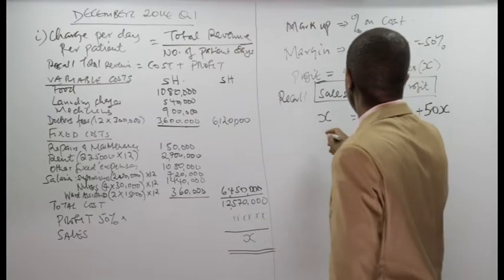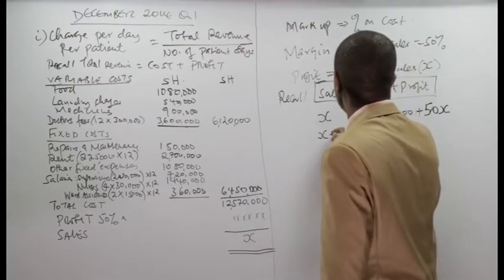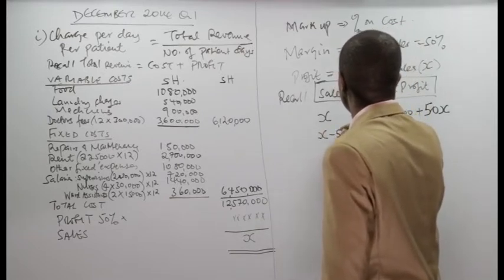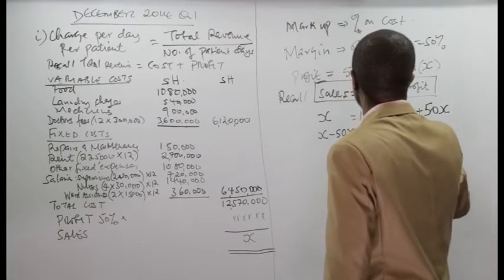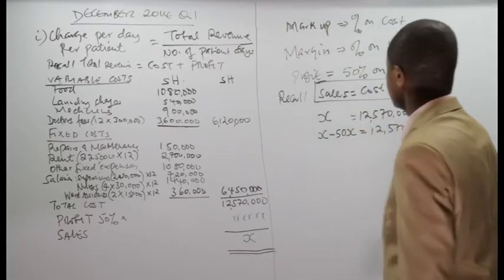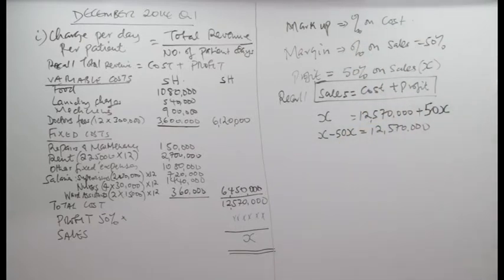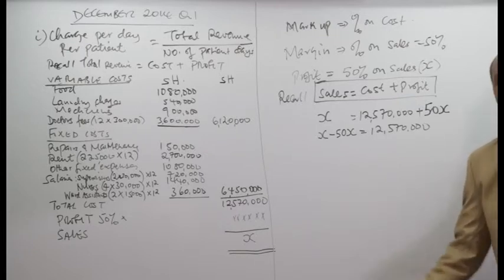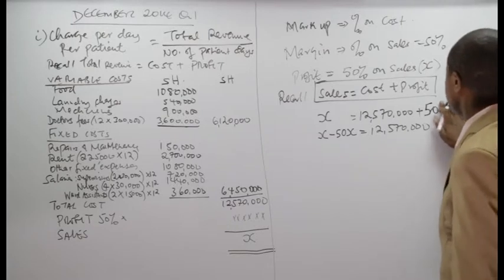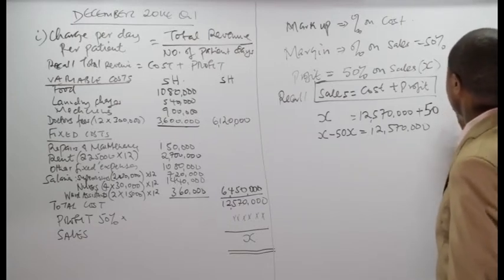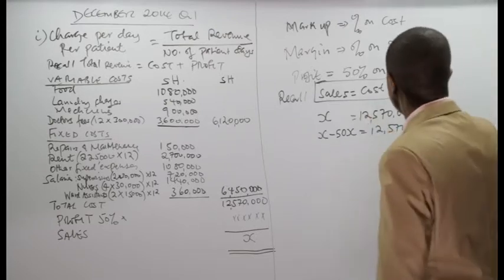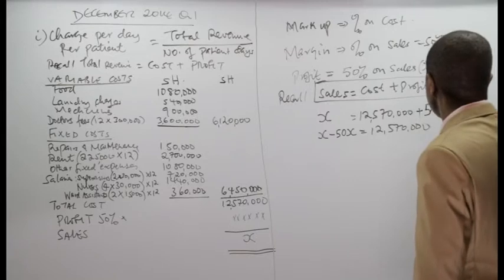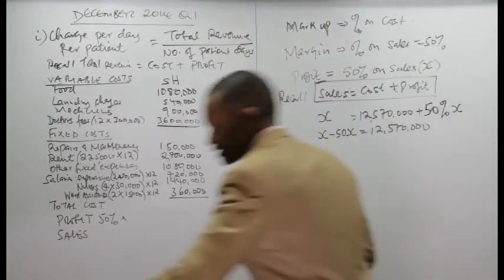So we have X minus 50X is equal to 12,570. Okay? X minus 50X. And don't forget, this is supposed to be a percentage, 50%. Let me correct it. It's supposed to be 50% X.